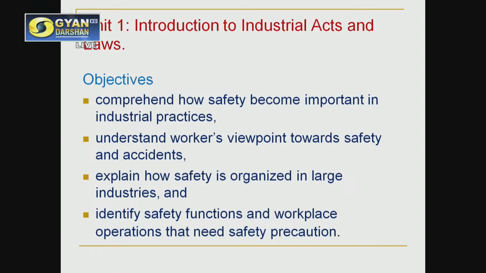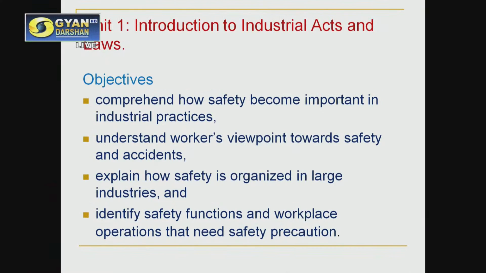The objectives of this unit, Introduction to Industrial Acts and Laws, are mainly: how safety becomes important in industrial practice, what the important parameters are, and what set of rules and acts are followed. Understand the workers' point of view toward safety and accidents, and explain how safety is organized in large industries and the safety functions and workplace operations that need safety precautions. These are the objectives of industrial safety rules and acts.